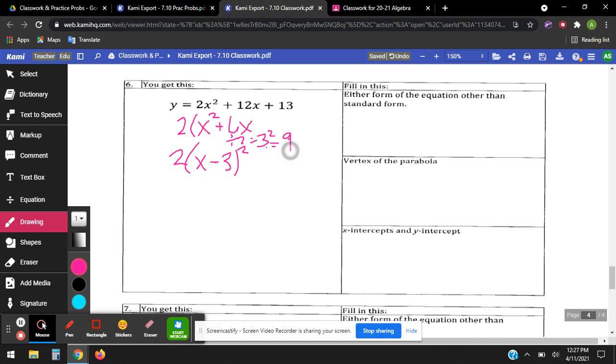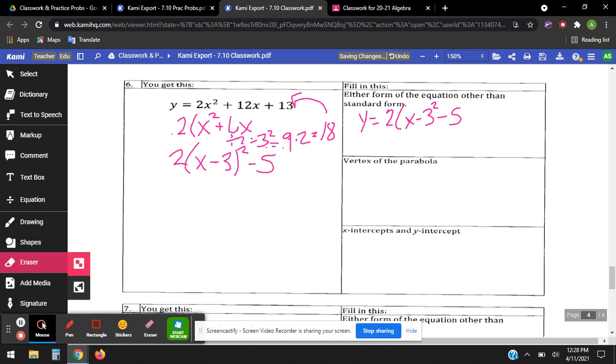Okay, so 3 squared is 9. I have 9, but I need to multiply it by the 2, so I need 18 to make a perfect square, right? Yes, x minus h, I'm just making sure on this one. It just seems funny on here. All right. And so if I need 18, but I only have 13, I am short 5. So y equals 2 times x minus 3 squared, minus 5. Oh, forgot a parentheses in here.